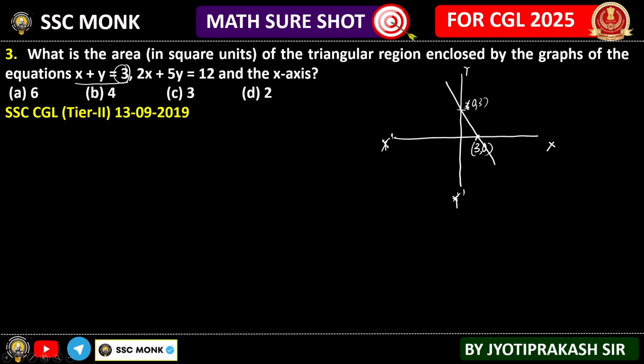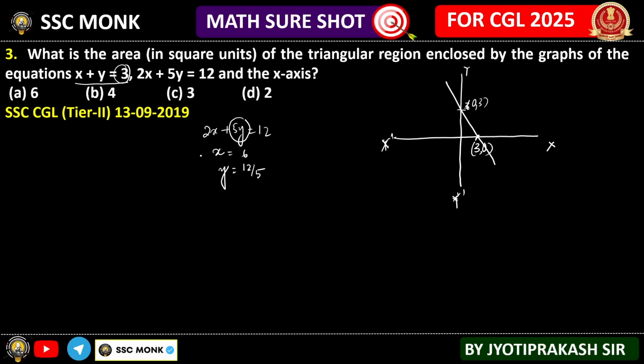Now if I talk about the second line, that is 2x plus 5y is equal to 12. Now see, in one case I will take x as 0. So when I'm taking this whole thing 0, 2x is equal to 12. So x value is equal to what? 12 by 2, 6. Now if I take the value of y, I will make x 0. So 5y is equal to 12. y is equal to 12 by 5. Is this clear to you or not?